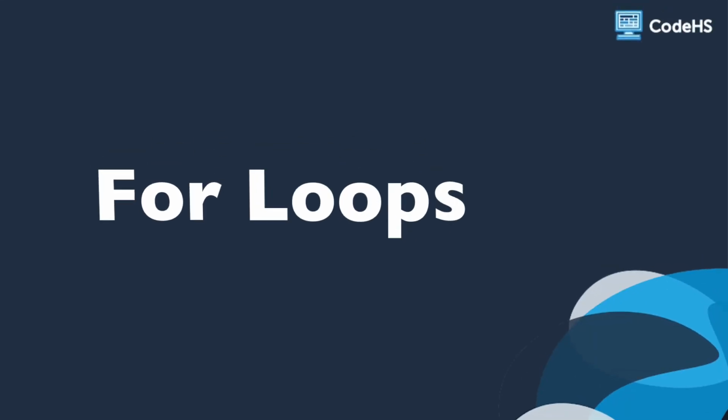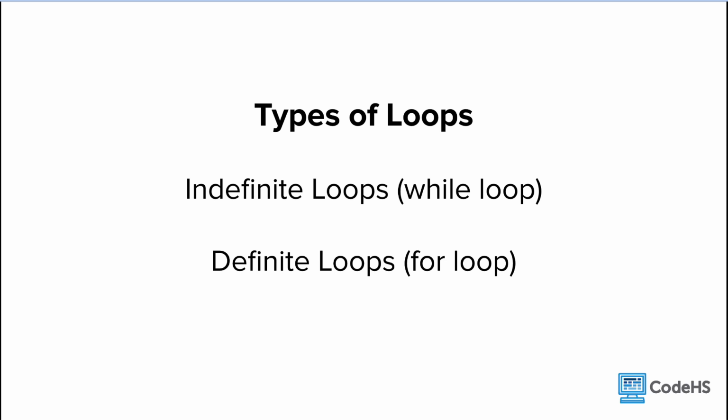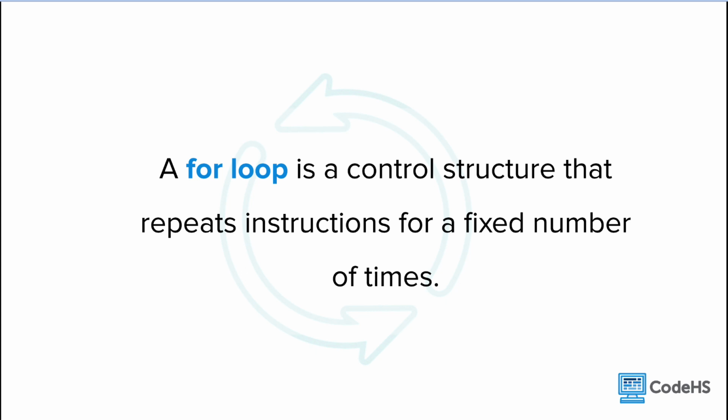Hi, in this video, we'll talk and learn about for loops. There are two types of loops in programming, indefinite loops and definite loops. Today, we'll be focusing on definite loops. These are loops that will repeat a set number of times.